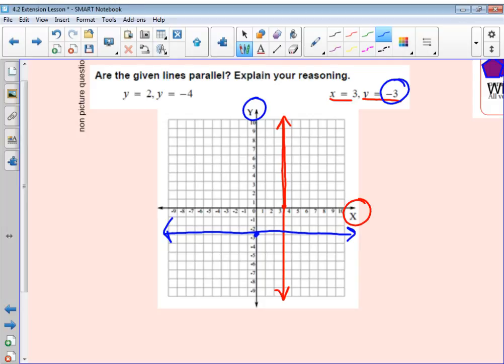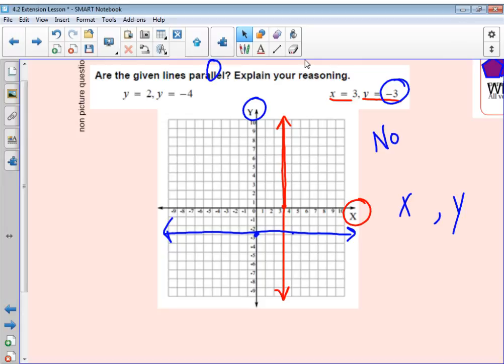Remember, parallel lines, double L's, never run into each other. These do intersect right here. So this would be no. Why? Because they intersect. So let's look at what we had there. Here I had a basic equation of an X with a number and a Y with a number. So anytime we have an X and Y equation, and it's just a basic number, there's no slope involved, they will always intersect, or they will create a 90-degree angle.